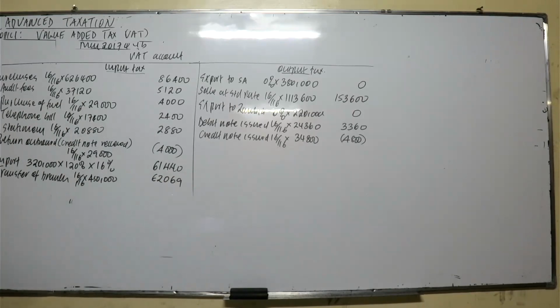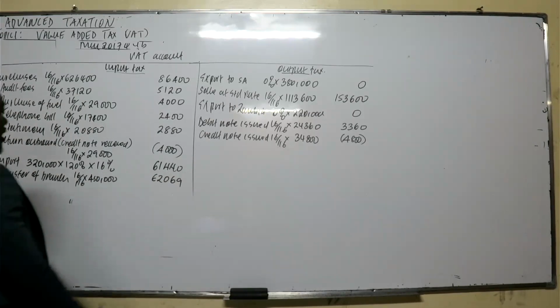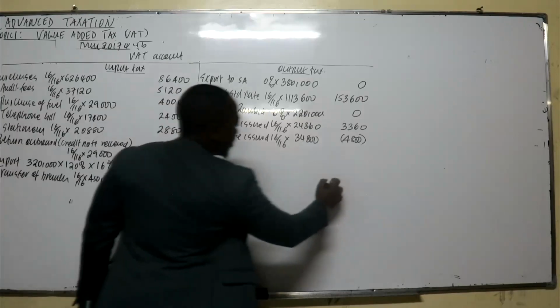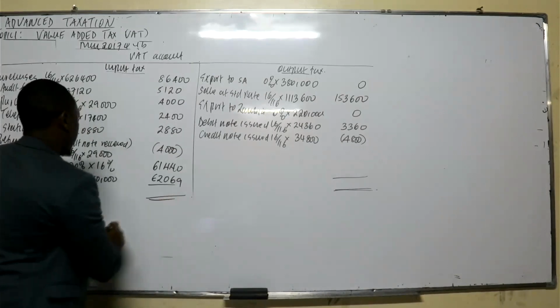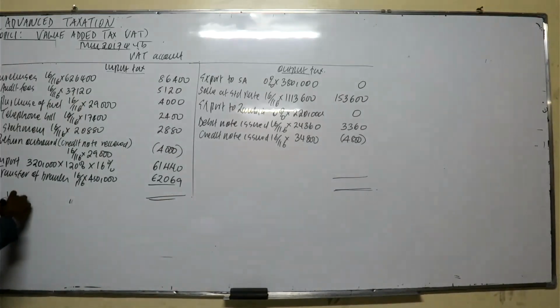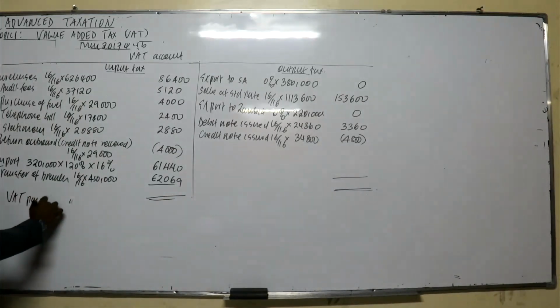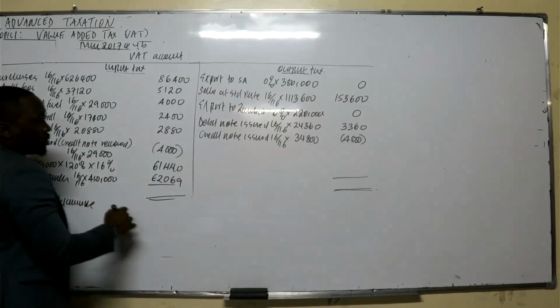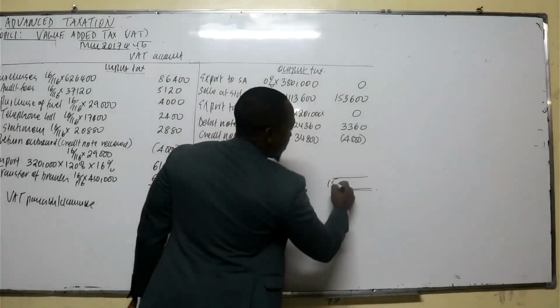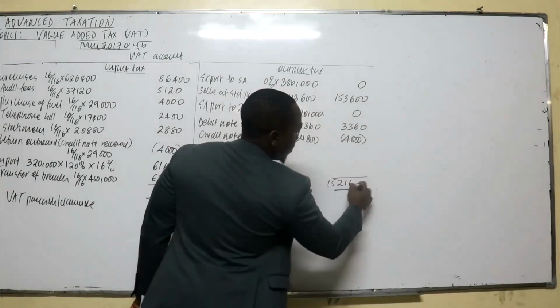Number 5, the company could not identify purchases at standard rate that were sold as exempt and therefore restricted deductible input tax. The transactions are inclusive of VAT. So now give me the total. Output 152,160. Good.